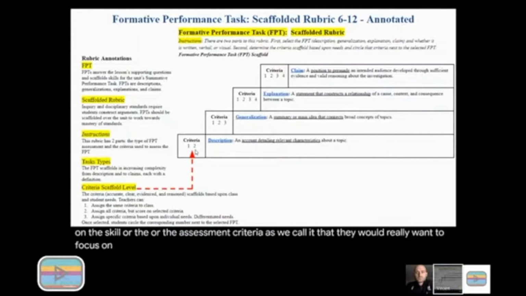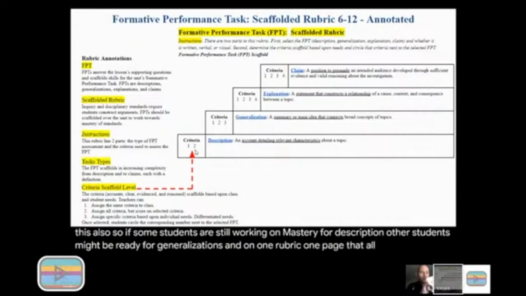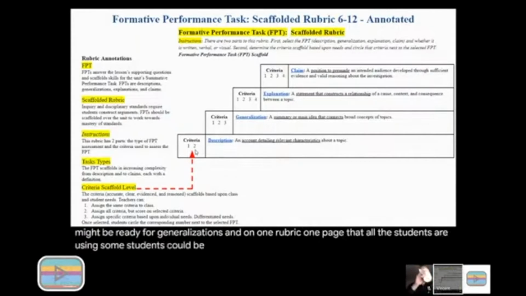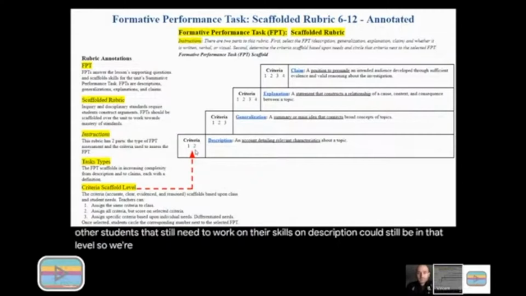And because this is, again, on one rubric page, we can also vary up the task. So if some students are still working on mastery for description, other students might be ready for generalizations. And on one rubric, one page that all the students are using, some students could be working on a generalization for a task, same subject, same content, same lesson, while other students that still need to work on their skills on description could still be on that level. So we're scaffolding the skills based on the individual needs and requirements that the students and our standards are requesting.